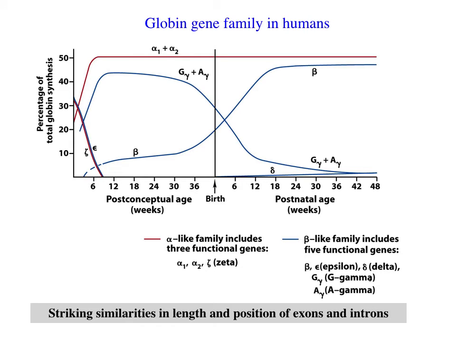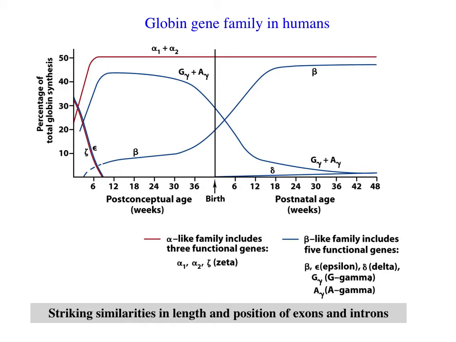And the result of that is that we see gene families in lots and lots of different organisms. For example, in humans, we have the globin gene family. Here in this chart, it shows you on the y-axis the percentage of total globin synthesis, and the different lines represent different kinds of globin. The alpha 1 and alpha 2 are there in red. You have the beta that shows low levels through gestation, and then after birth rises to a pretty high level, and then a couple of other different hemoglobins.